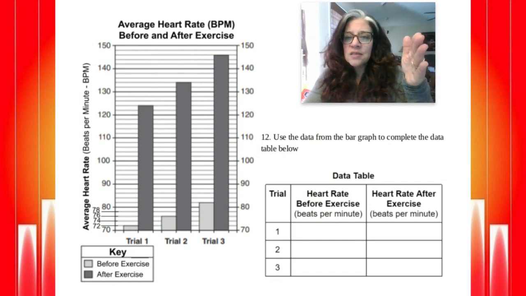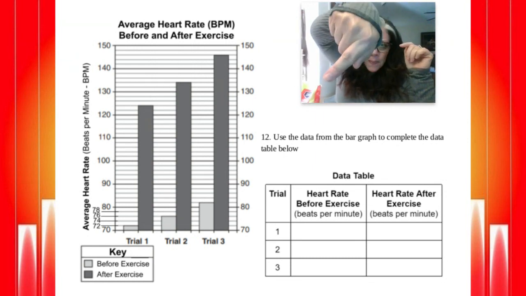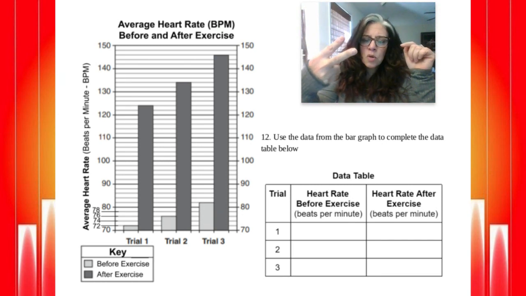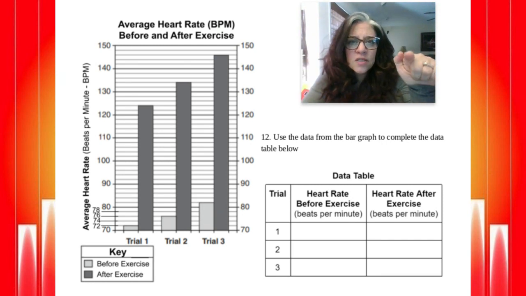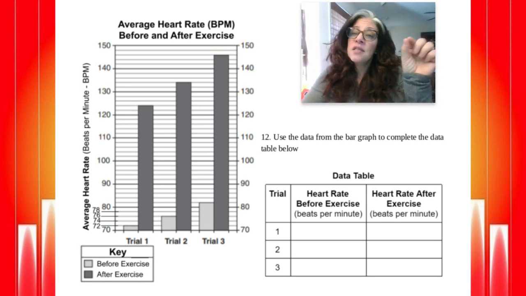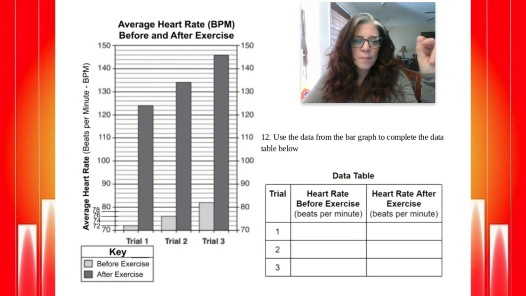Let's read the graph itself. If I look at the x-axis, down there, I see that it's in trials. Trial 1, Trial 2, and Trial 3. Because we know that good scientists perform multiple trials to make sure their data is logical and acceptable, right? All right. Then if I look at the y-axis, I see that that's where the numbers are going to go for average heart rate in beats per minute, BPM.